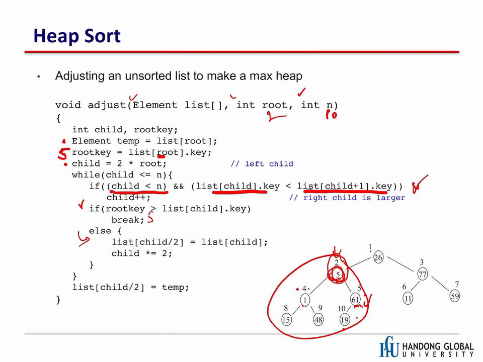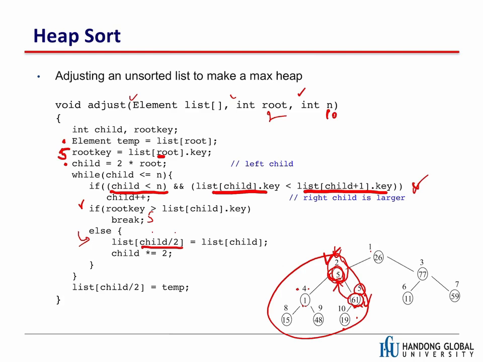And list child divided by 2 will get list child. What is child divided by 2? Child is 5, and child divided by 2 is 2. This one is an integer, this one is an integer, so 5 divided by 2 is actually 2.5, but since these two are integers, the result is 2. So basically this one is indicating the parent. We are copying this one to this one.